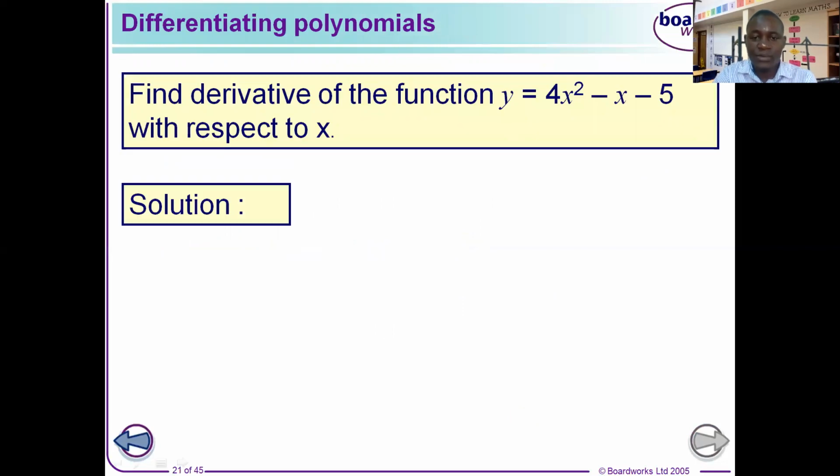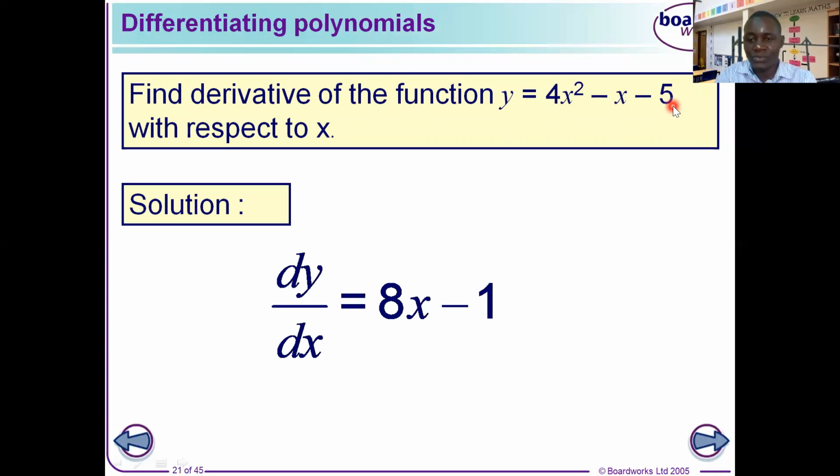Okay, so the question says find the derivative of the function y equal to 4x squared minus x minus 5. The differential of this will be 8x raised to power 1. The differential of this is going to be minus 1. So I'm sure that will be easy for us to understand now. The differential of this is going to be 8x, and the differential of minus x is going to be minus 1. So this is a constant, and the differential of that constant is going to be 0.